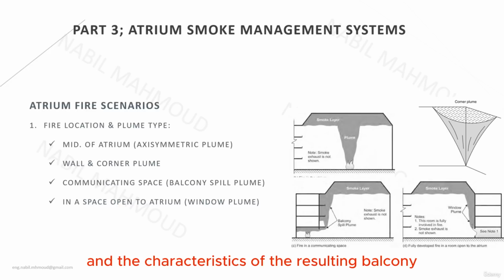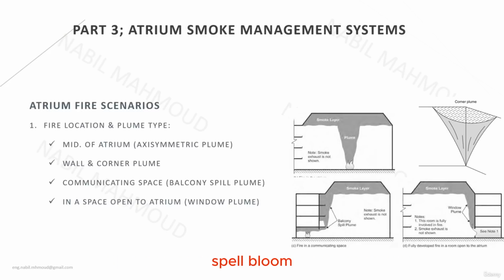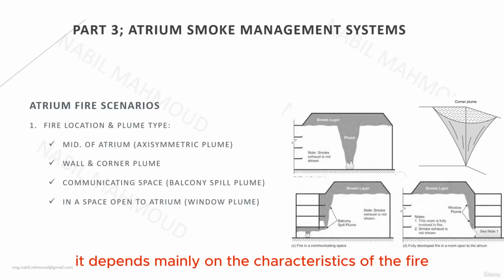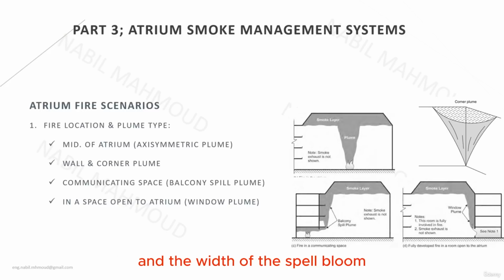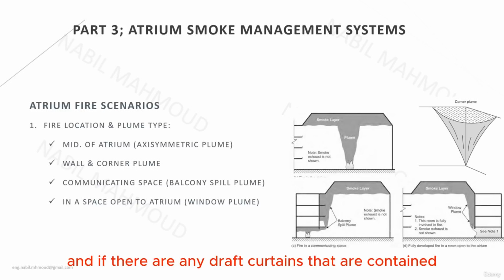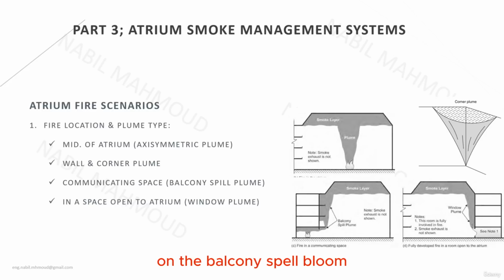The characteristics of the resulting balcony spill bloom depend mainly on the characteristics of the fire and the width of the spill bloom, also the height of the ceiling above the fire, and whether there are any draft curtains contained on the balcony where the fire is proposed to happen. Draft curtains contain the fire spread horizontally when it exits the room or the place that has a fire.